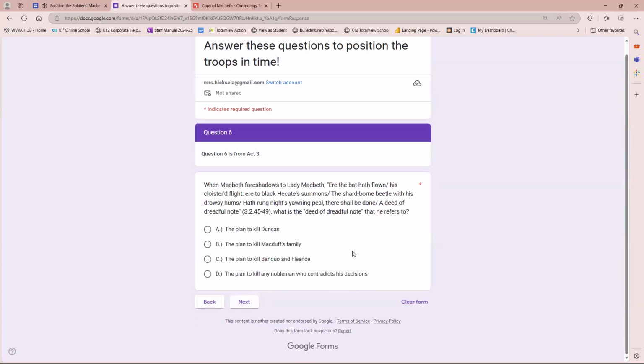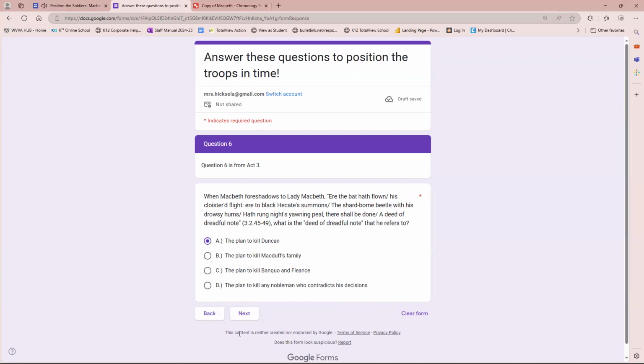When Macbeth foreshadows to Lady Macbeth, "Ere the bat hath flown his cloistered flight, ere to black Hecate's summons... a deed of dreadful note." What is the deed of dreadful note that he refers to? The plan to kill Duncan, Macduff's family, Banquo, the plan to kill any nobleman who contradicts him. And I'm just going to guess and say Macduff's family.